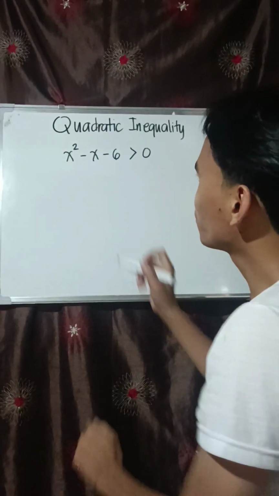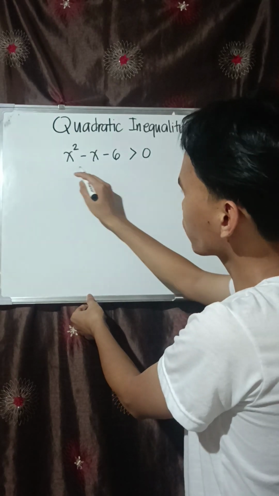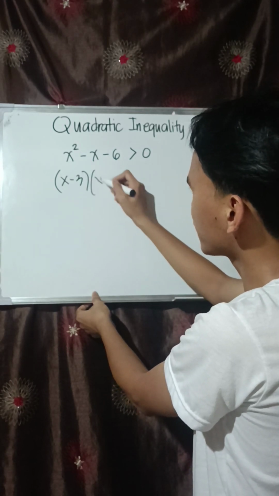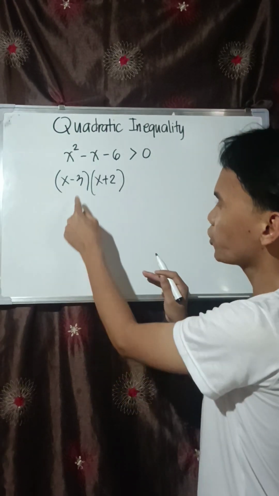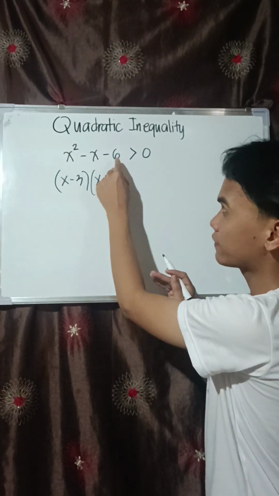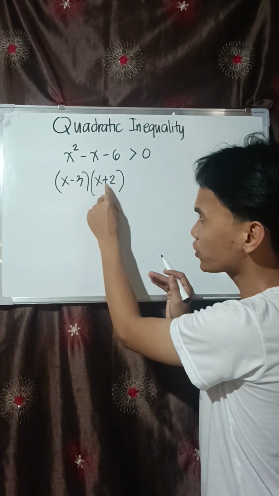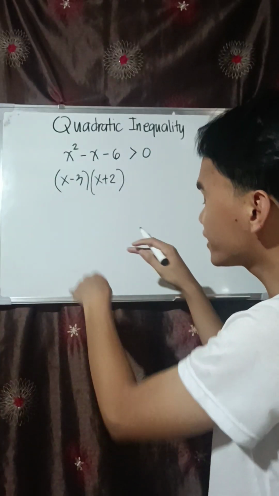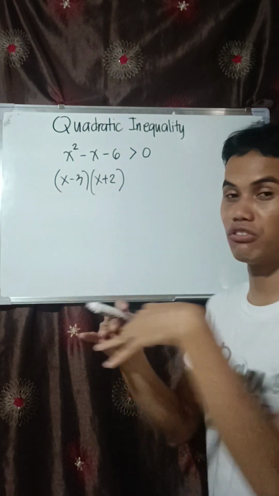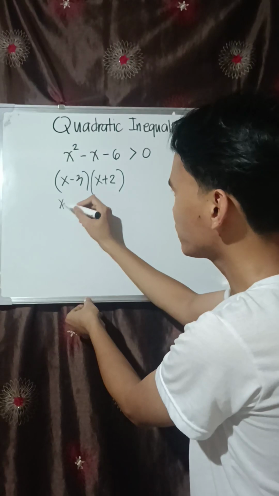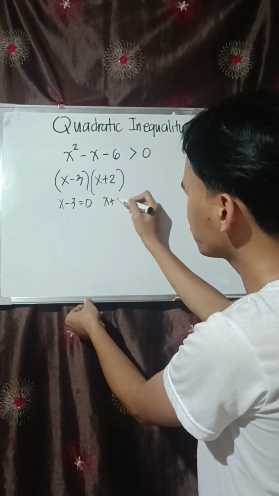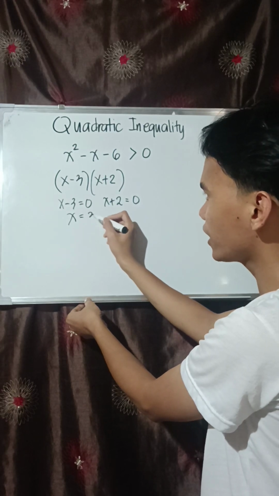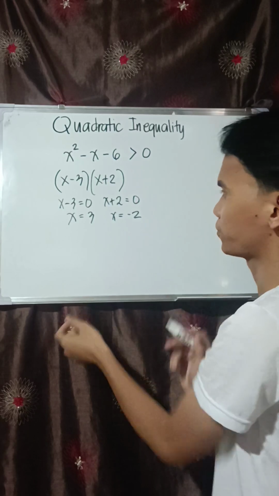Okay? So, the factor of this one, x squared minus x minus 6, is (x minus 3)(x plus 2). Because when you multiply negative 3 times 2, negative 6. When you add negative 3 plus 2, the sum is negative 1. Then, let's equate these two factors to 0. So, x minus 3 equals 0, then x plus 2 equals 0. Transpose, therefore, our zeros are 3 and negative 2.